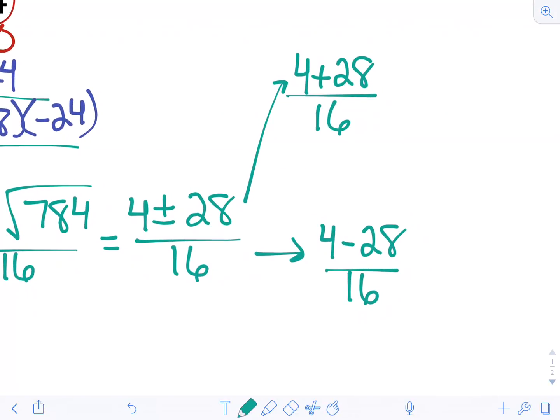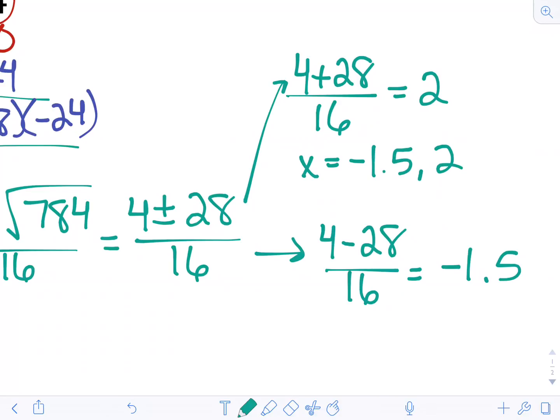So when you do this top one, 4 plus 28 divided by 16. 4 and 28 give you 32. 32 divided by 16 is just 2. And then 4 minus 28 divided by 16 is actually going to give you a decimal, negative 1.5. So x is equal to negative 1.5 and 2.